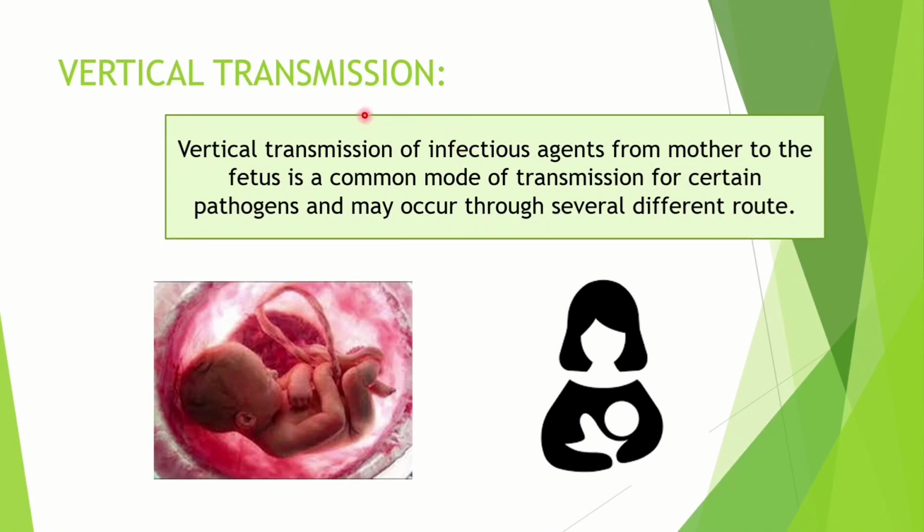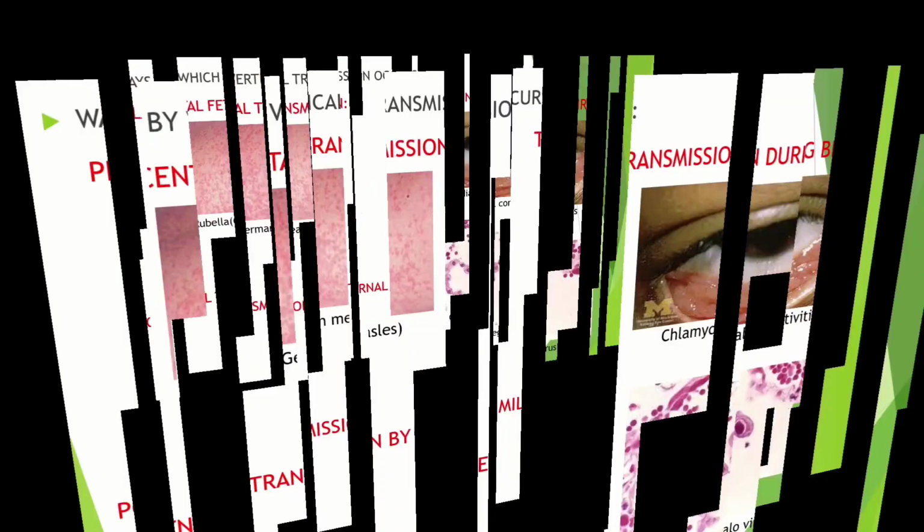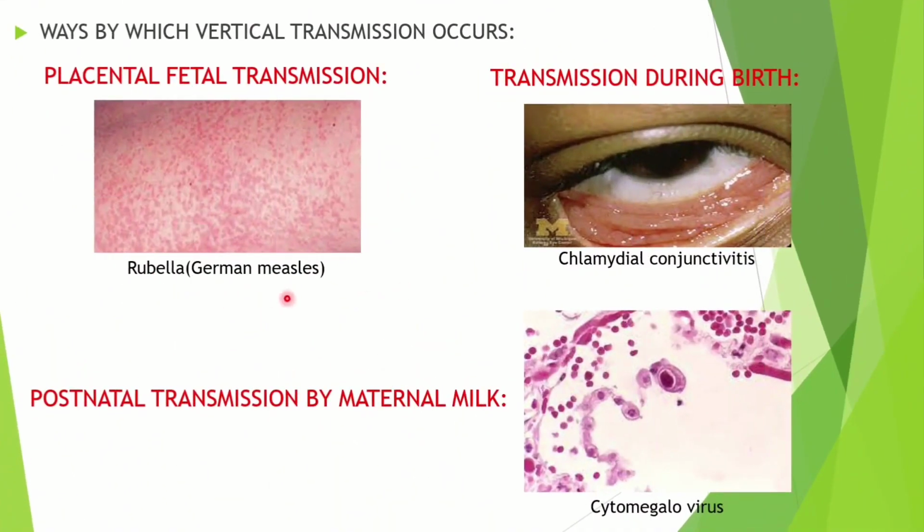Now coming to vertical transmission. It is the transmission of infectious agents from the mother to the fetus. It is a common mode of transmission for certain pathogens and may occur through several different routes. It may be through the placenta, like seen in congenital rubella syndrome, it may be transmitted during birth, like in chlamydial conjunctivitis, and even after birth the transmission can happen through the mother's milk. This kind of scenario is seen in cytomegalovirus.